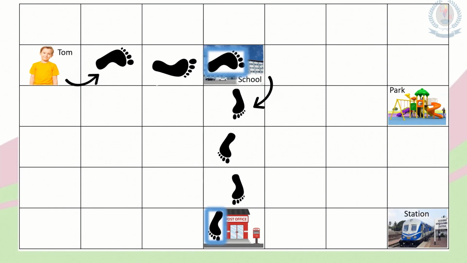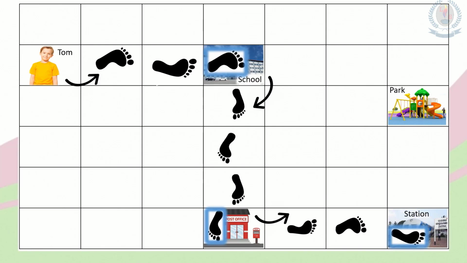Next, he makes a quarter turn anticlockwise. Now he faces the station. He will move 3 squares forward to go to the station. 1, 2, 3.